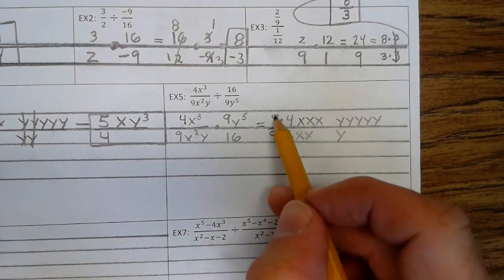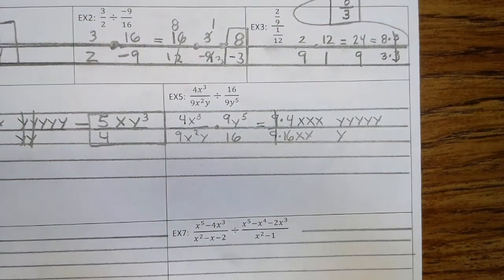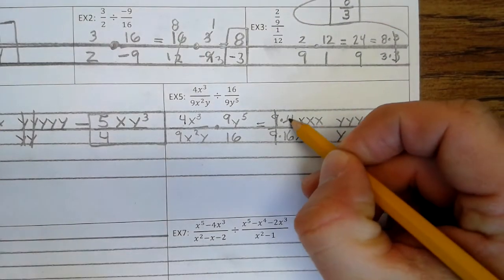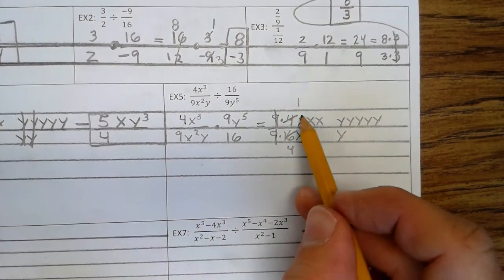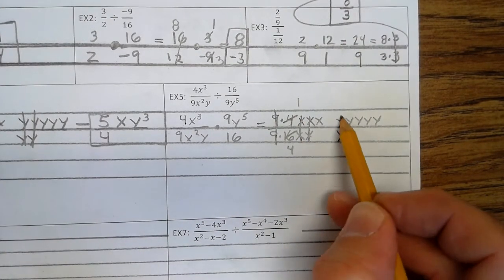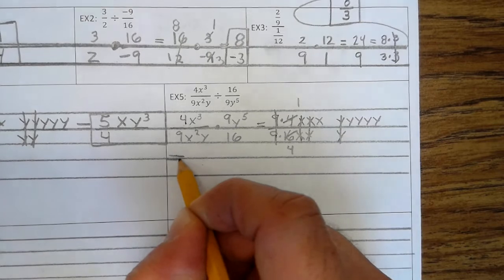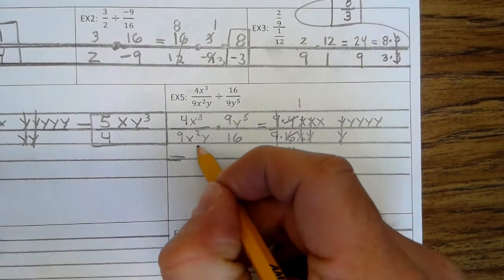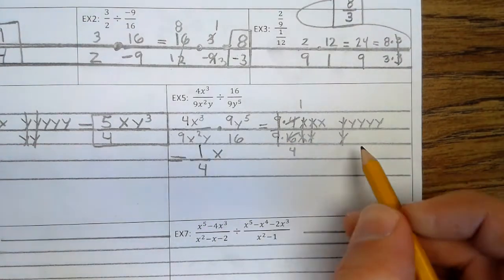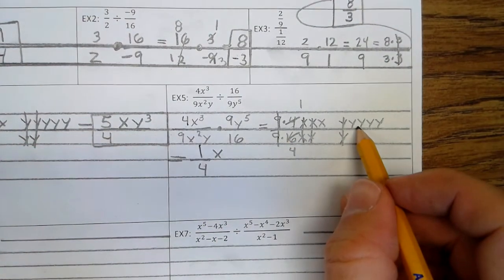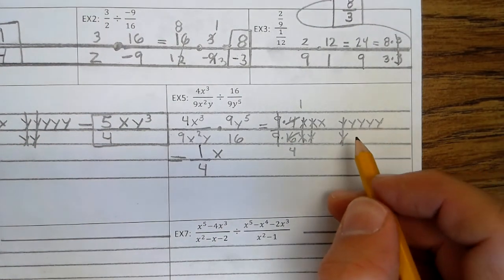Okay, well, 9 divided by 9 is 1. 4/16 reduces to 1/4. X divided by x is 1, y divided by y is 1. So we now have 1/4 x y to the 1, 2, 3, 4th power.